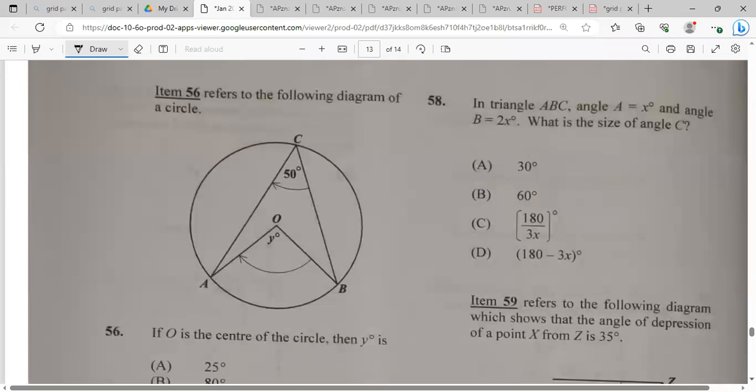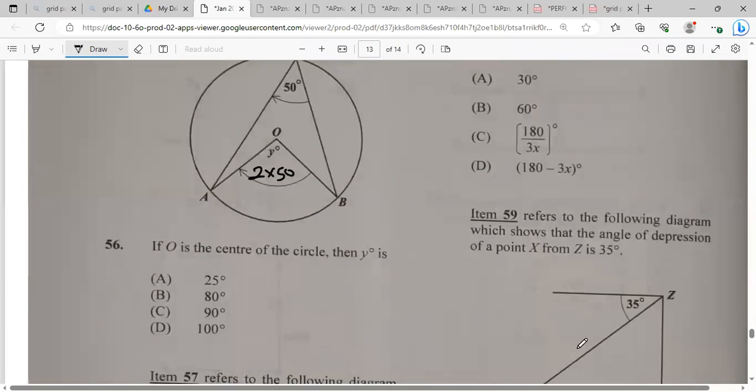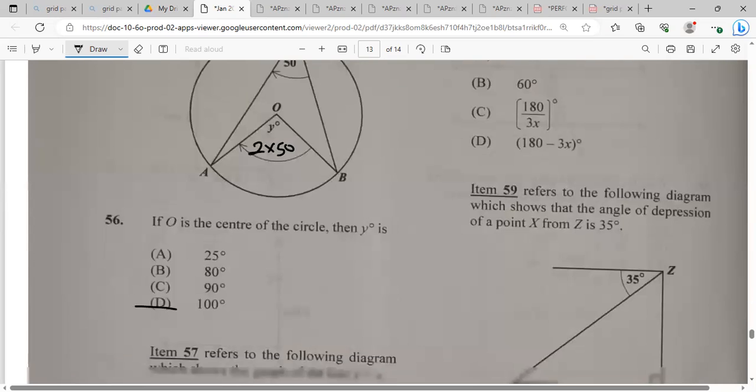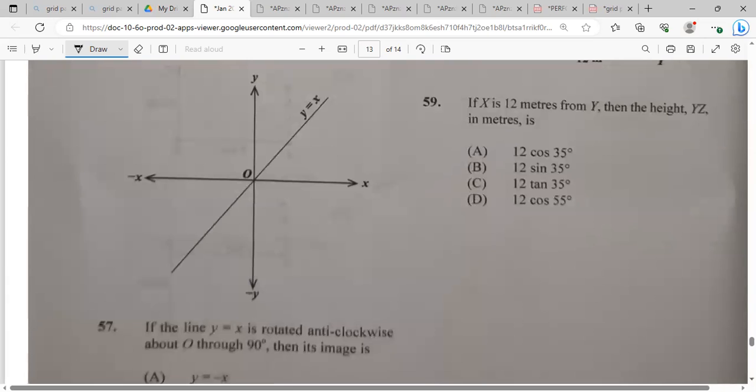Item 56 refers to the diagram of the circle. If O is the center of the circle, then y is going to be 2 times 50. Angle at the center is twice the angle at the circumference. So that would work out to 100. Item 57 refers to the diagram which shows the line y equals x. If the line y equals x is rotated 90 degrees anti-clockwise, it's going to go in the opposite direction. So y is equal to negative x.